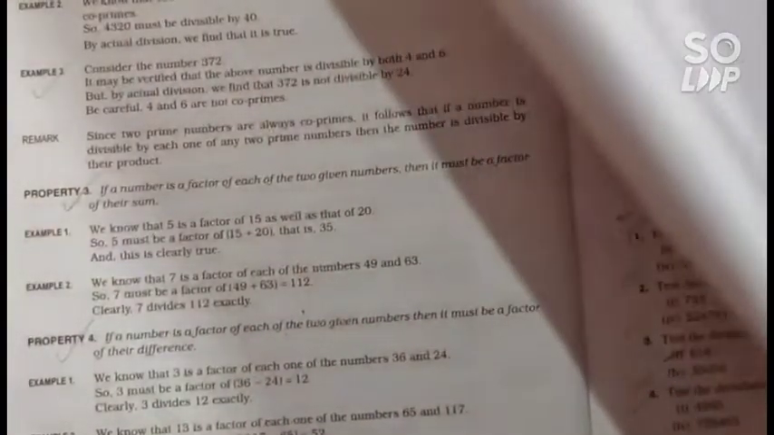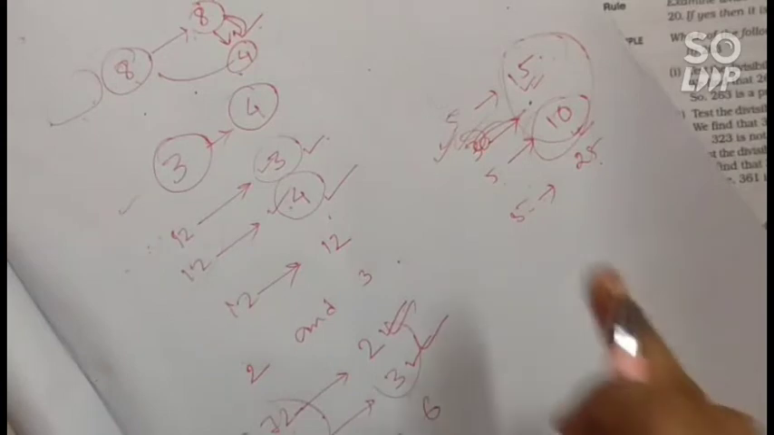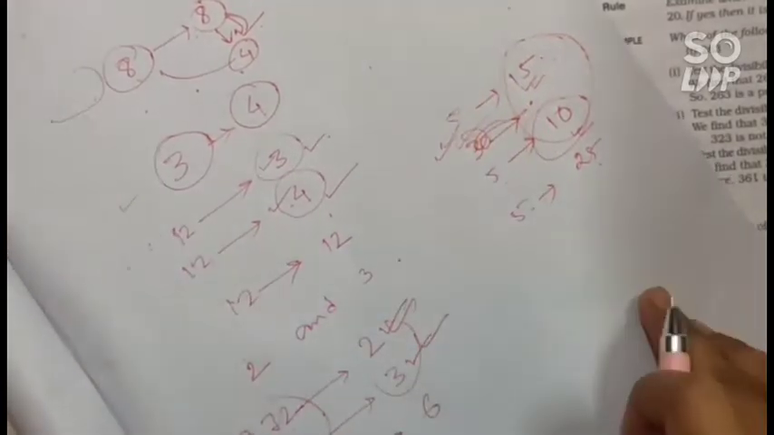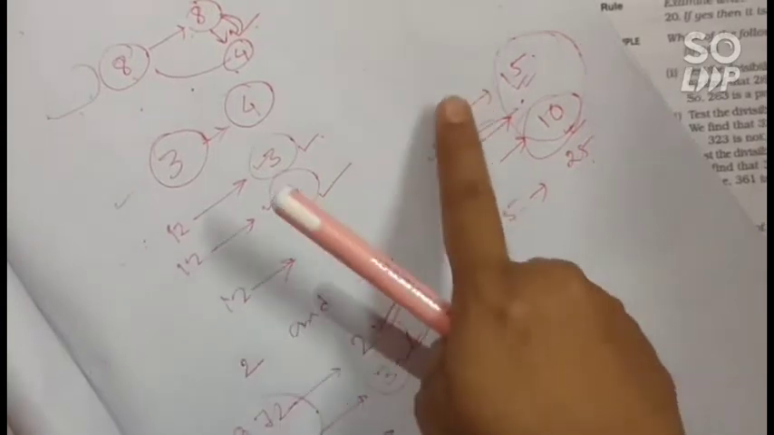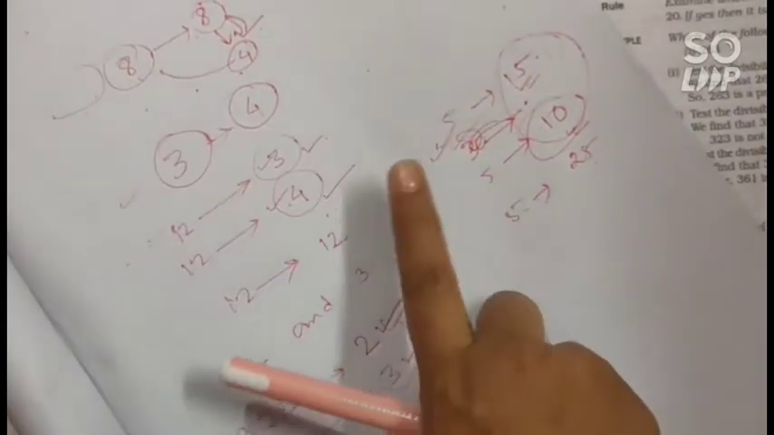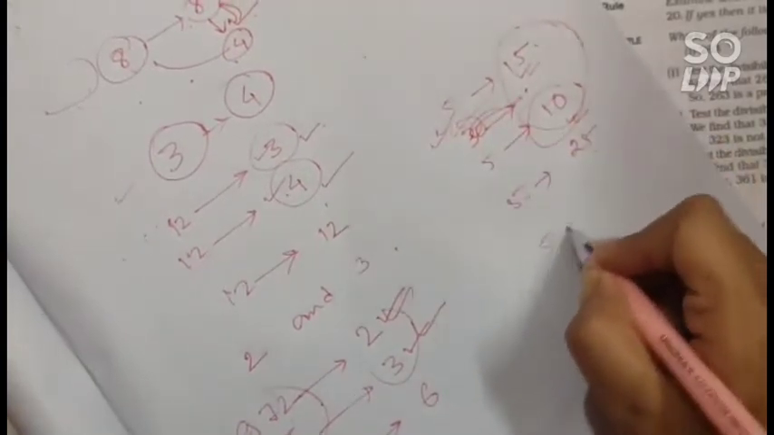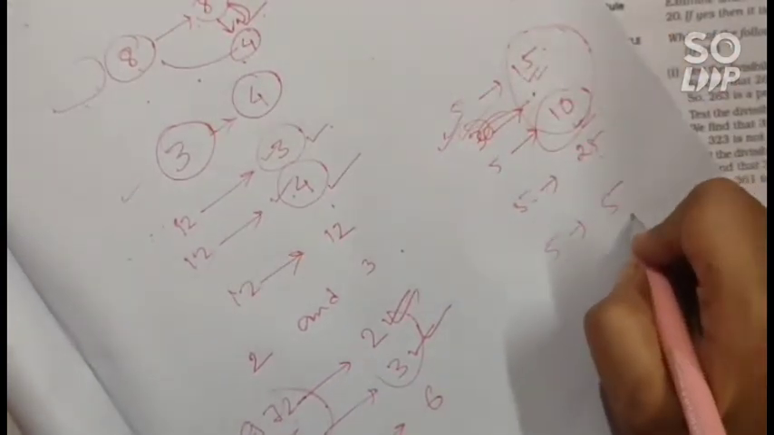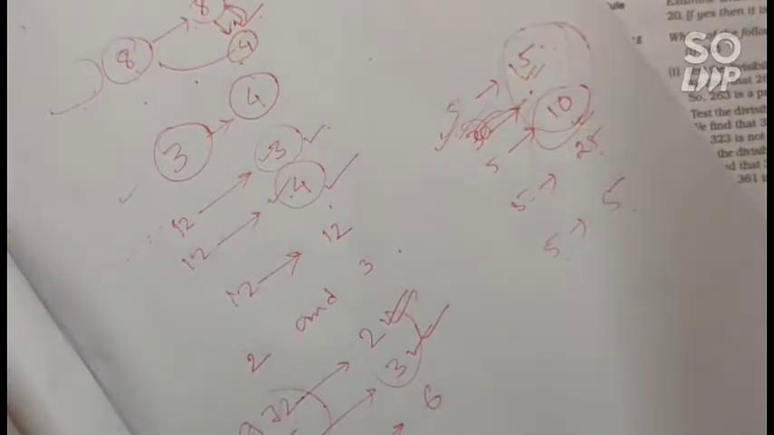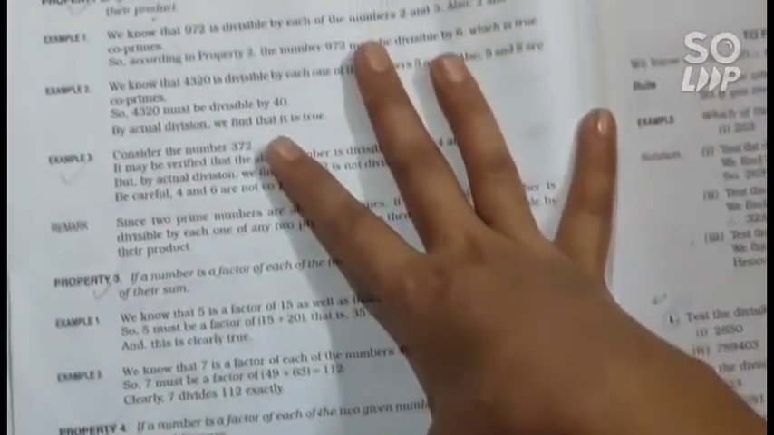Clear? And if a number is a factor of each of the numbers, then the number will also be a factor of their difference. So if a number is a factor of two numbers, then the number will be a factor of their sum and also their difference. Clear? Suppose if we find the difference, 15 minus 10 is 5. So 5 is also a factor of 5. Difference means subtraction, sum means addition. So these are the main 4 properties of divisibility.